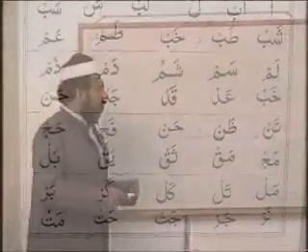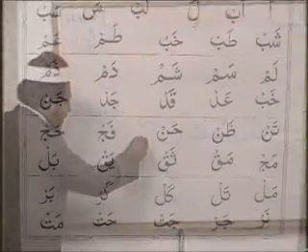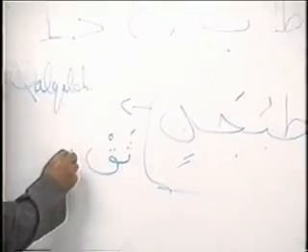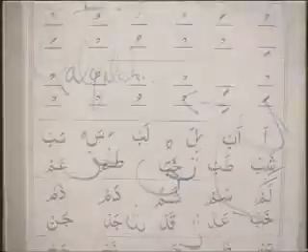Some people do get confused. For example, if I only have one line, then it is fe. If I have the W, then it is she. Okay?